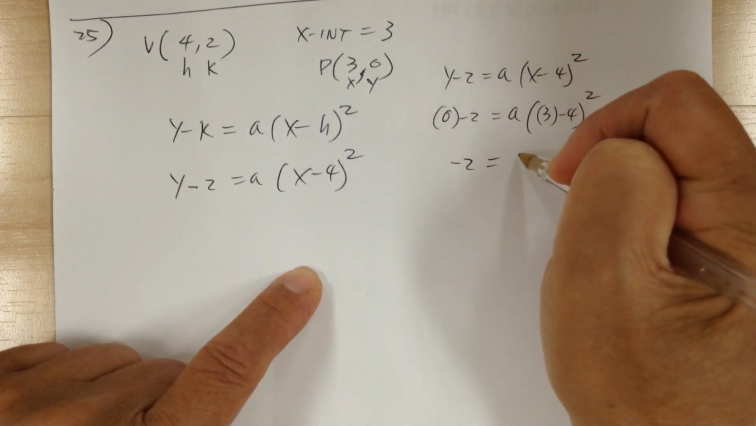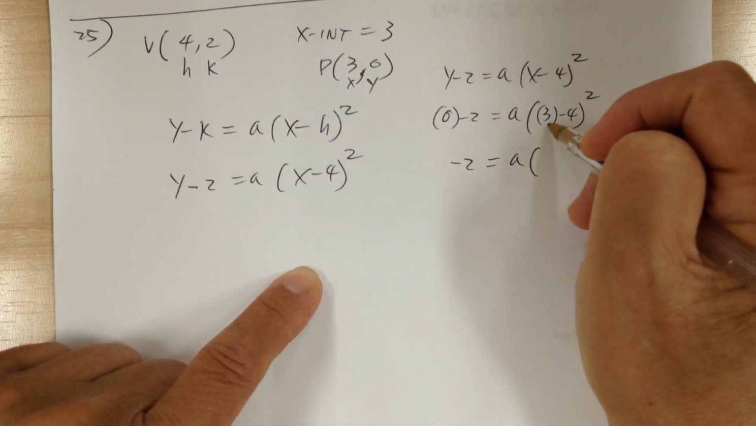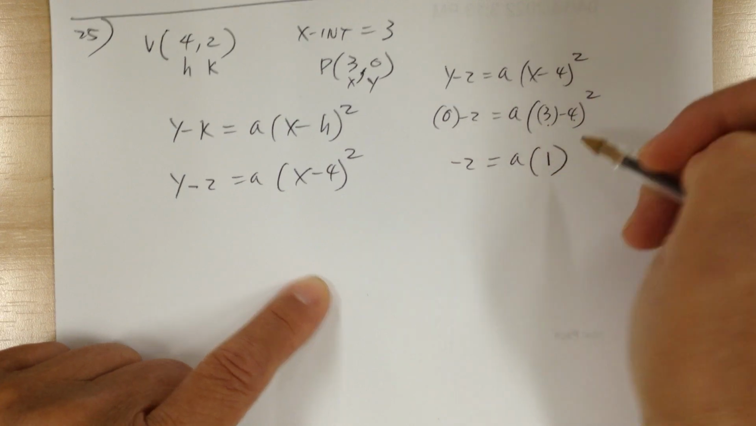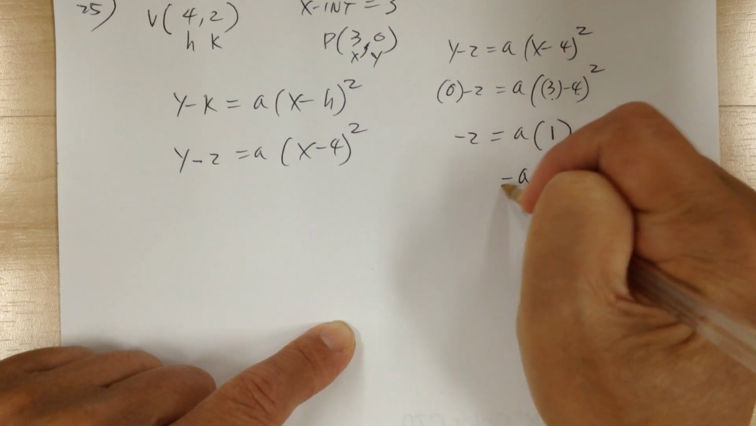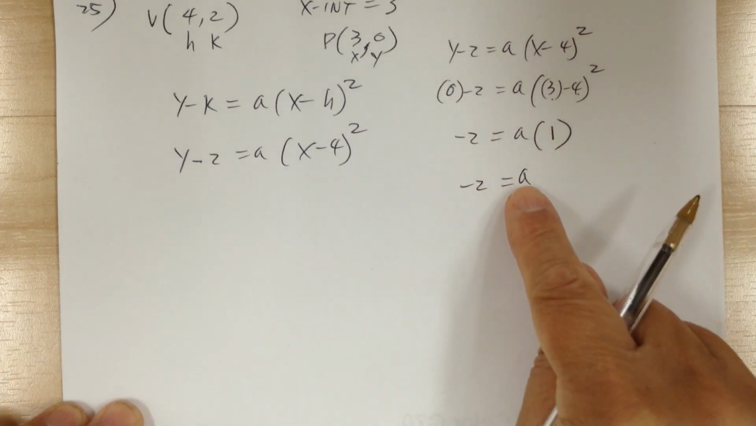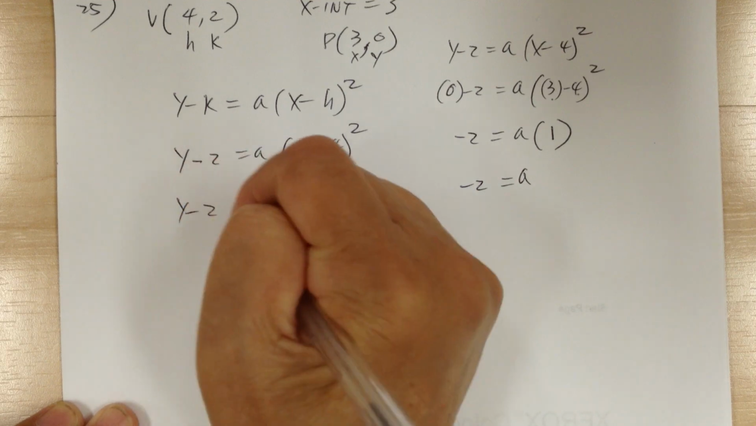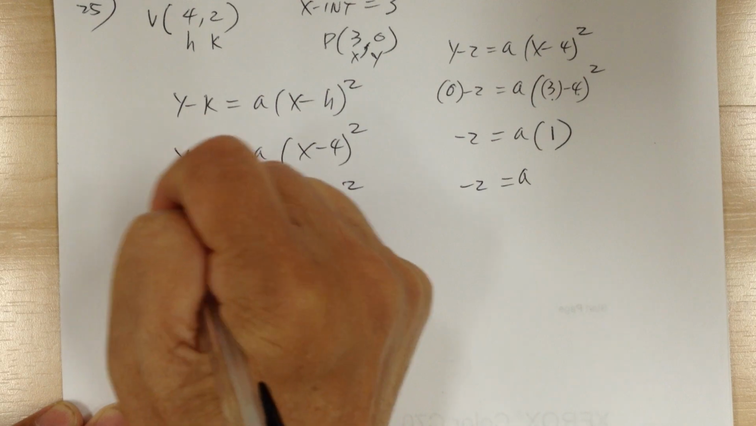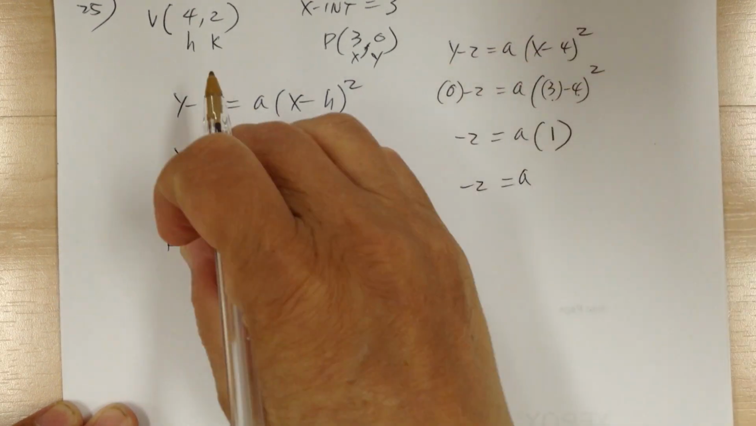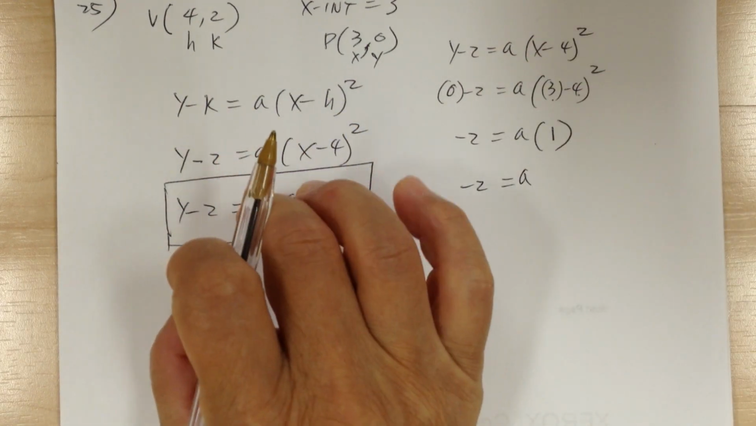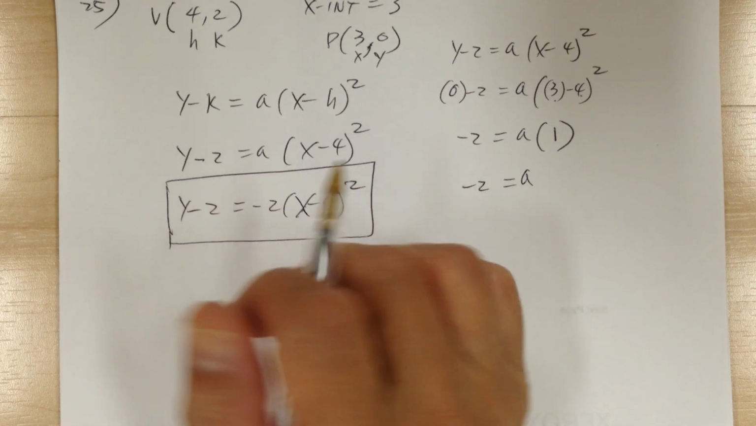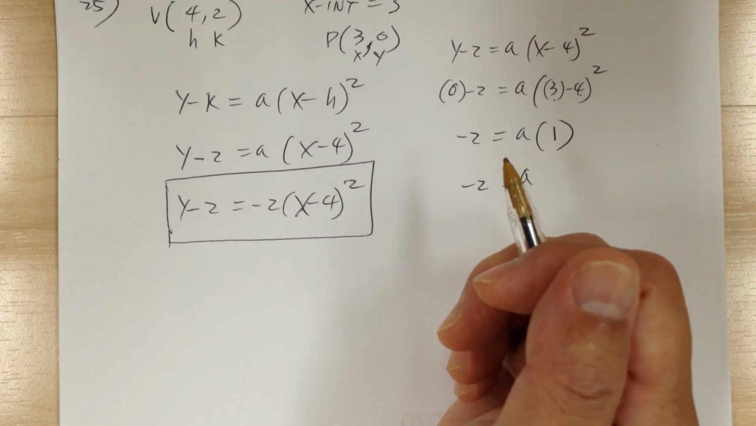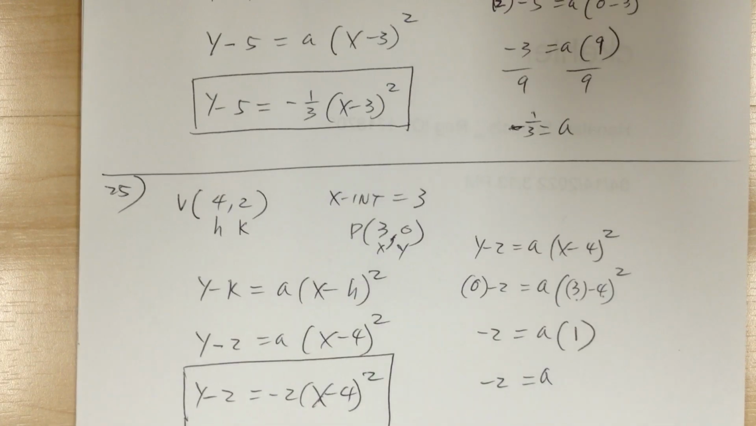So you get negative 2 equal to a times, okay, 3 minus 4 is negative 1, squared will give you positive 1. And so a equal to negative 2. Once you find a equal to negative 2, you come over here and substitute, and that's your answer. Again, you don't want to do all this over here, because if you get too many steps you're going to lose track of what you're doing and end up confused. Okay, let's go to the next one.